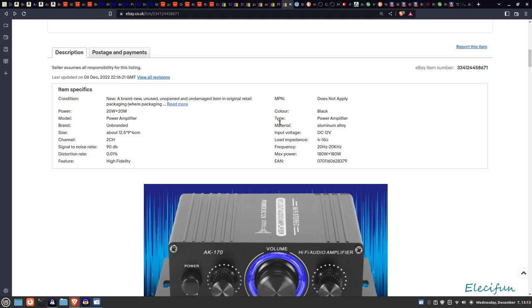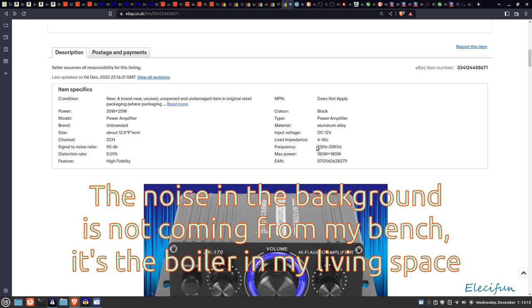And then we're going to look across here at the input voltage, because this says quite a lot. The input voltage here is 12 volts. We've got a load impedance between 4 and 16 ohms, and a frequency of 20 hertz to 20 kilohertz, standard on an amplifier. And then we've got the max power.